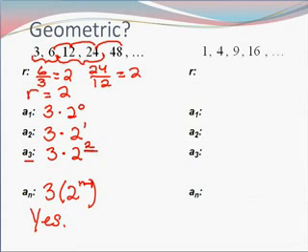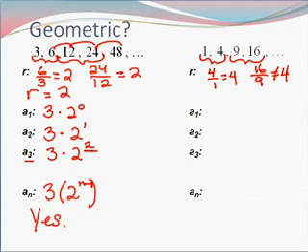Okay, let's take a look at this other sequence over here, 1, 4, 9, and 16. And let's test to see if this one's geometric. We've got 4 over 1, which equals 4, and 16 over 9, which definitely does not equal 4. So this sequence is not geometric.